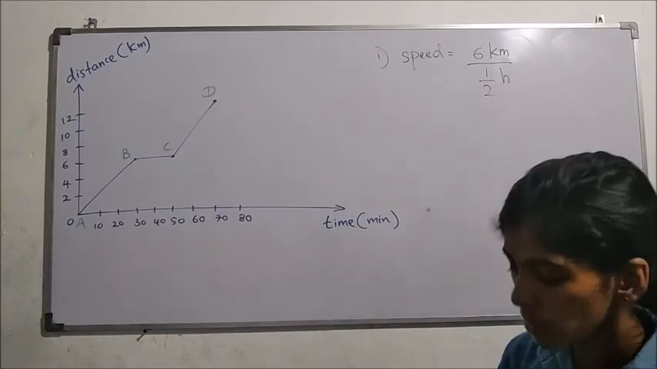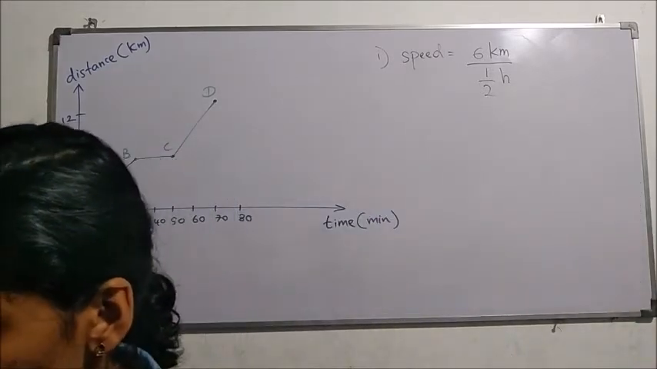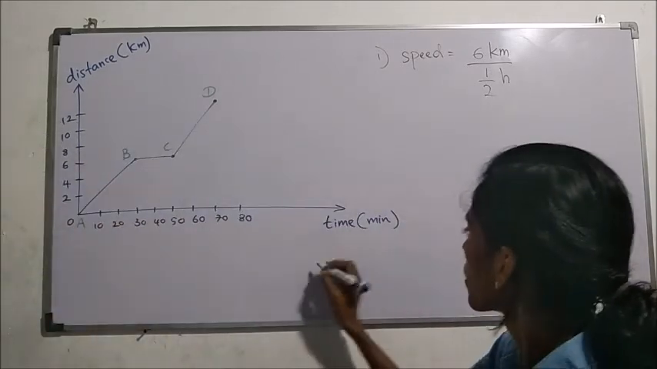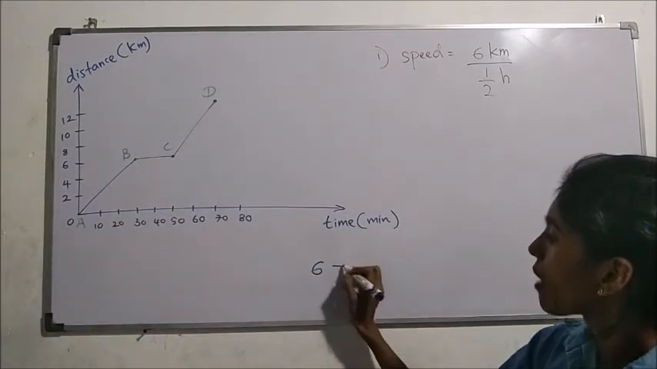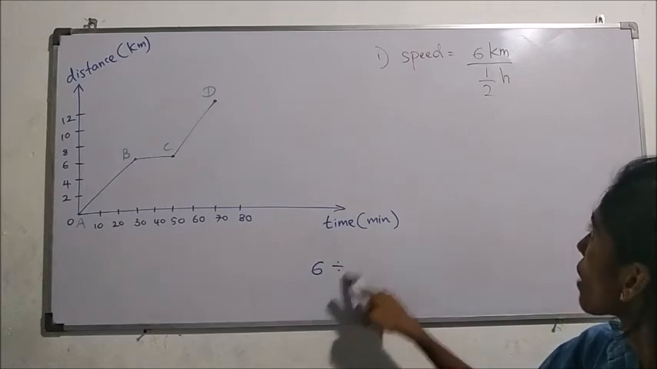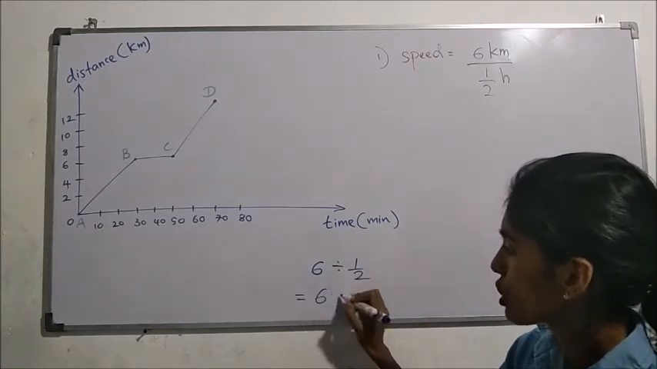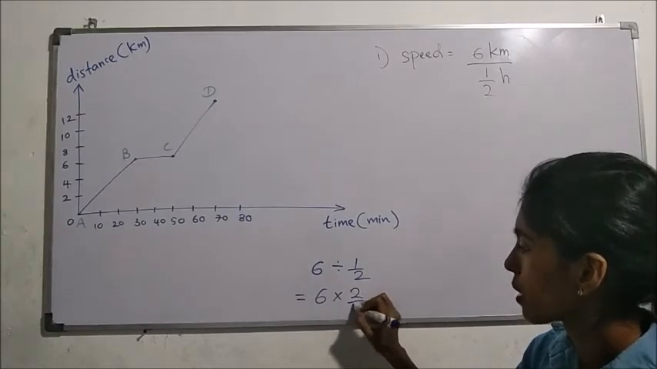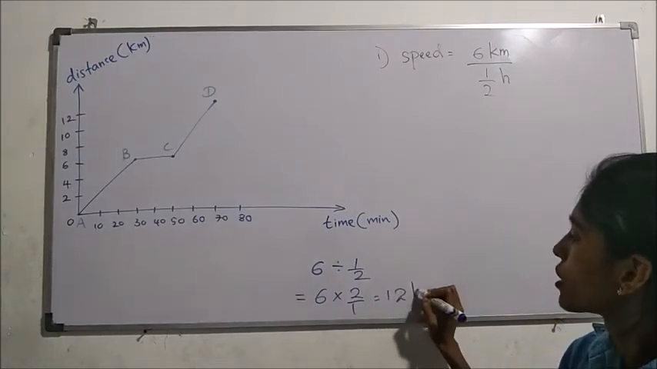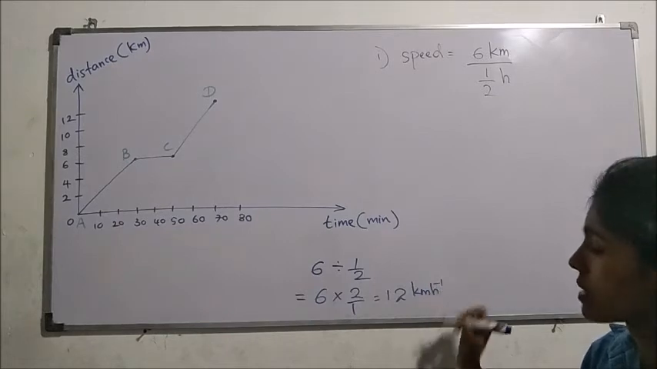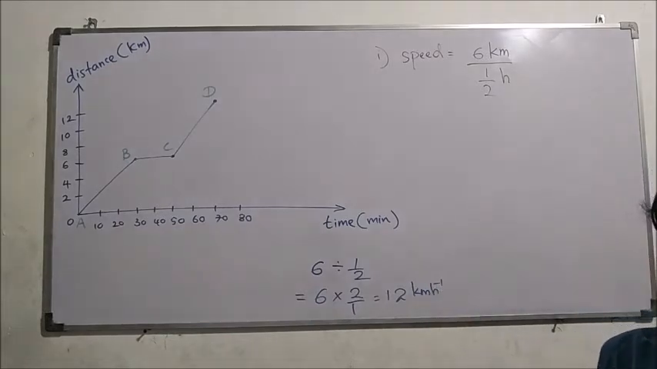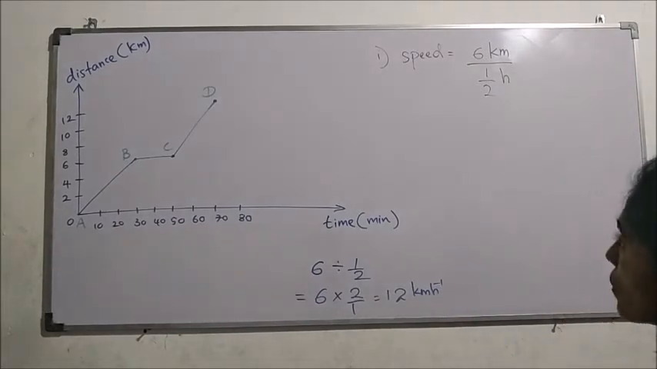What? 6 divided by, that means the distance divided by the time, half. Thereafter, instead of division, put multiplication and the reciprocal. That means 12 kilometers per hour. This is the speed. Or else there is a short method that you can follow here.